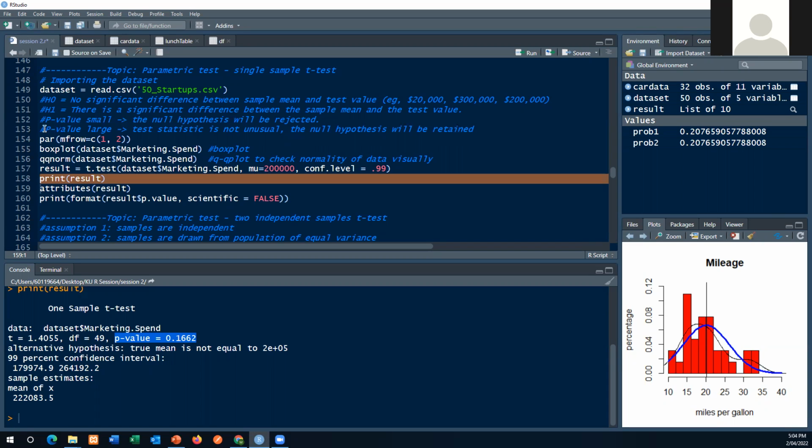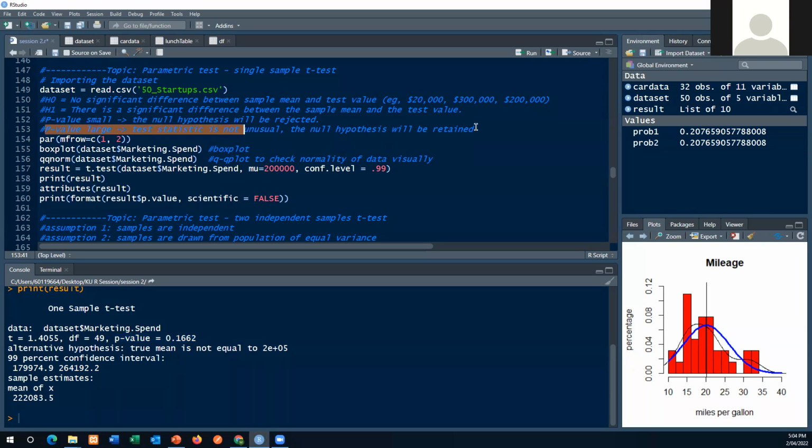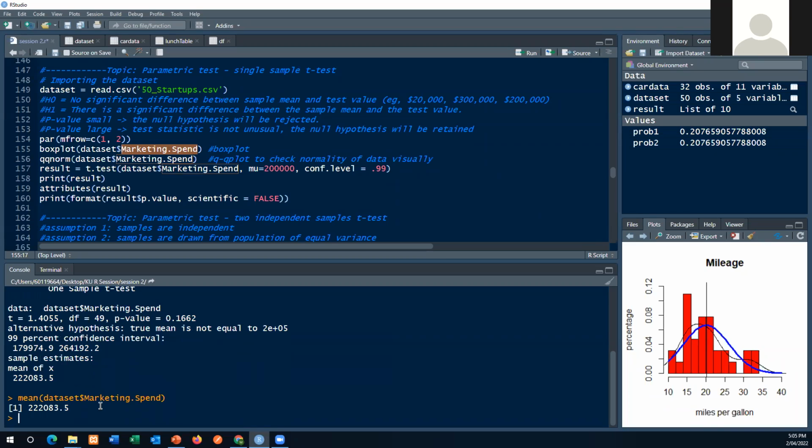So the p-value is higher, which means it is greater than the significance level, so we cannot reject the null hypothesis. We are retaining the null hypothesis in this case, which means 200K is really closer to the mean. And let's validate it. What is actually the mean of this value? We can use the mean formula on our data set of marketing spend. We can see our mean is similar to 222K, which is not very far from there.